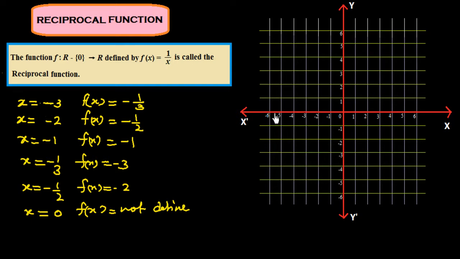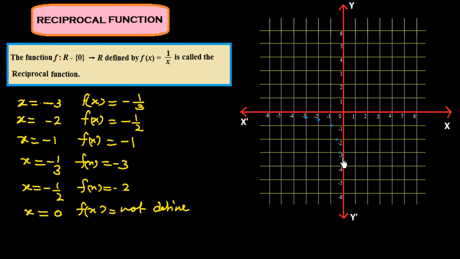If x is minus 3, then y is minus 1 over 3, so the point would be here. If x is minus 2, y would be minus 1 by 2, so it would be here in between 0 and minus 1. If x is minus 1, y is minus 1. It is here. If x is minus 1 over 3, we get minus 3 here. If x is equal to minus 1 by 2, which is in between, we get minus 2.